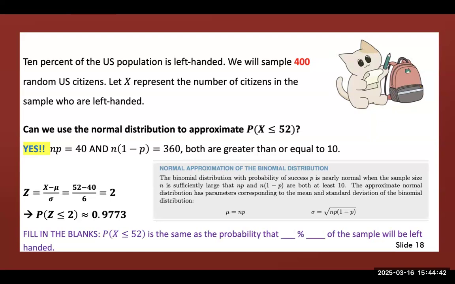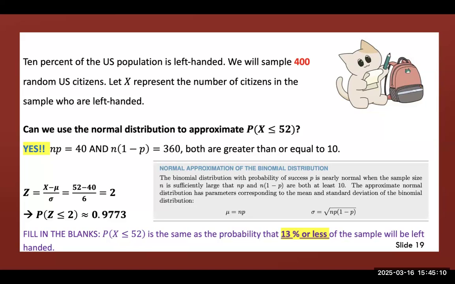So 52 out of 400, if you take 52 and divide by 400, you'll get 0.13. So if I asked you, what's the probability that 52 people or less are left-handed? I could ask that same question, just phrase it a little differently by saying, what's the probability that 13% or less of the sample? So 13% of the sample is 52.